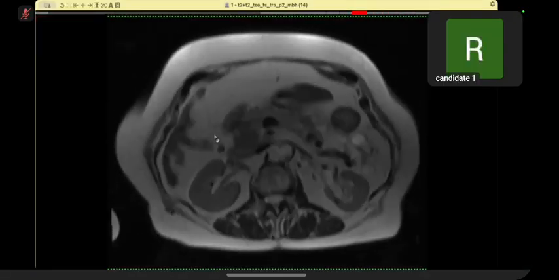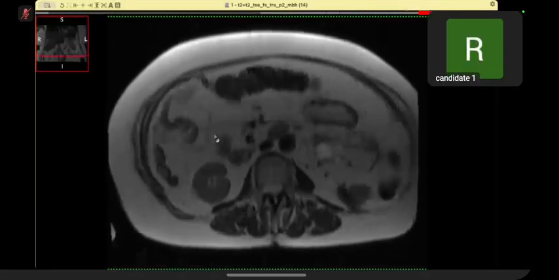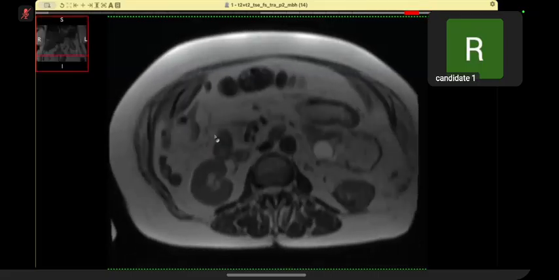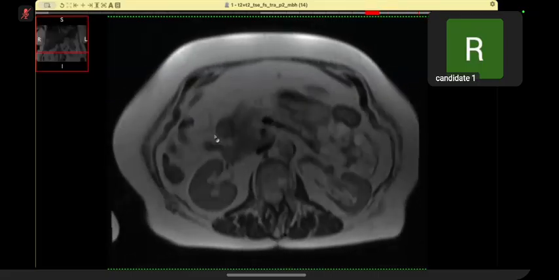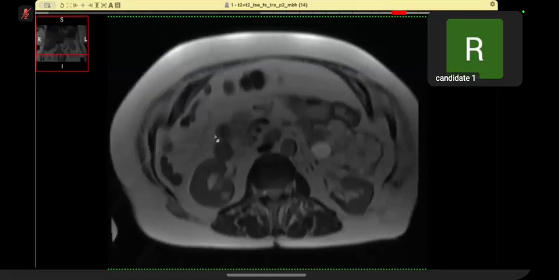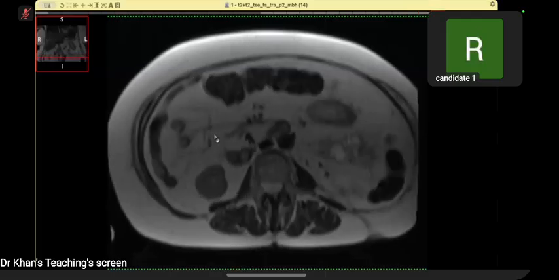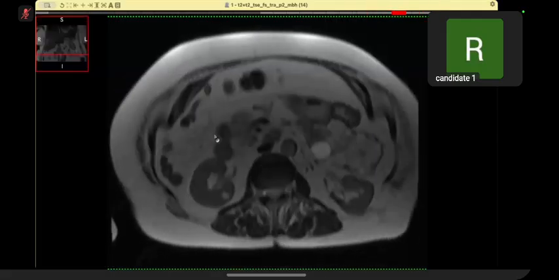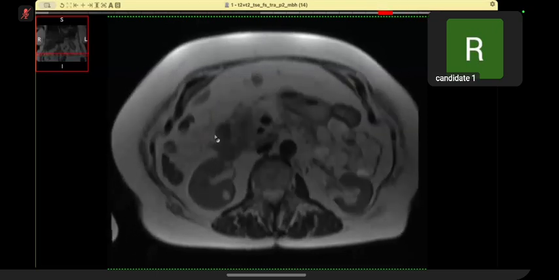On T2-weighted imaging, this lesion is showing multiple cysts with variable signal intensity. It has a thin capsule and internal hypointense septa and some internal hypointensities which are likely due to calcifications. So can I see contrast imaging?